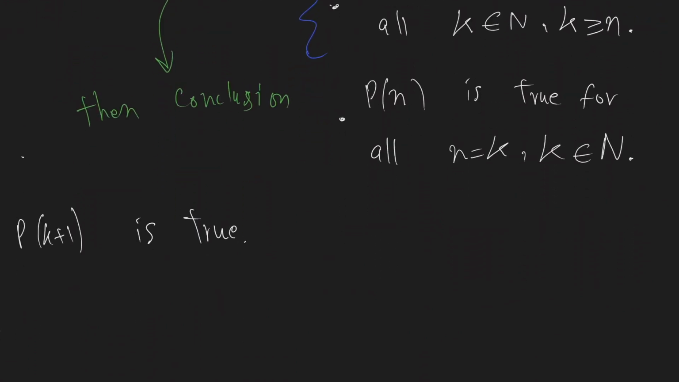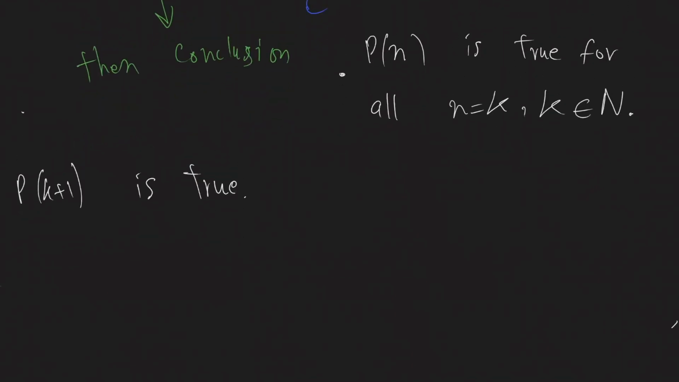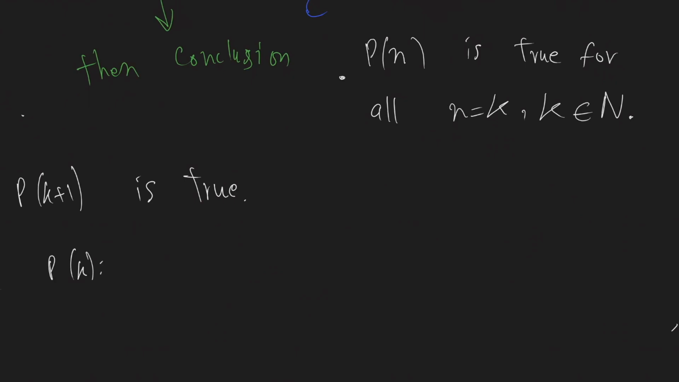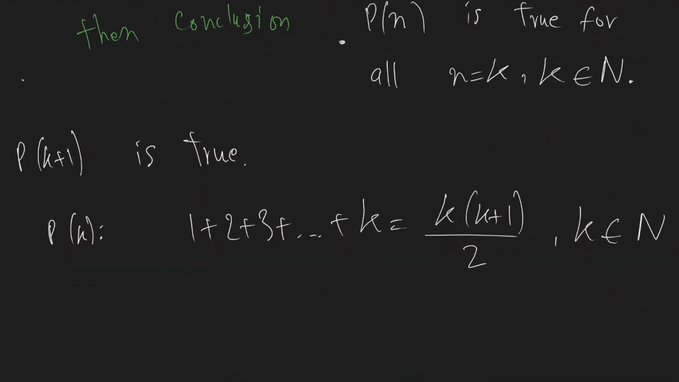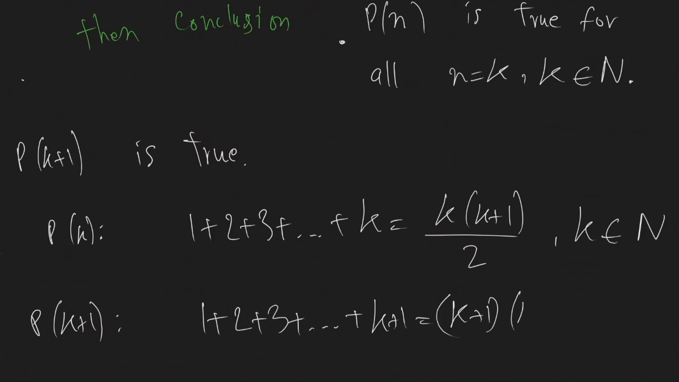So this is how we do that. Now, because we assumed Pk is true, we can write our conjecture like this. 1 plus 2 plus 3 ... plus k equals k times k plus 1 over 2. This is what we've assumed to be true, this statement. And now we must deduce that if Pk is true, then Pk plus 1 is true as well. So this is the statement that we have to prove is true as well, Pk plus 1.